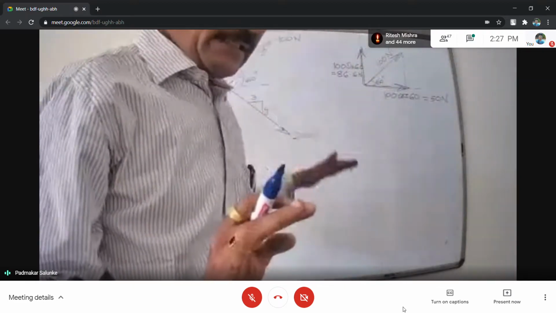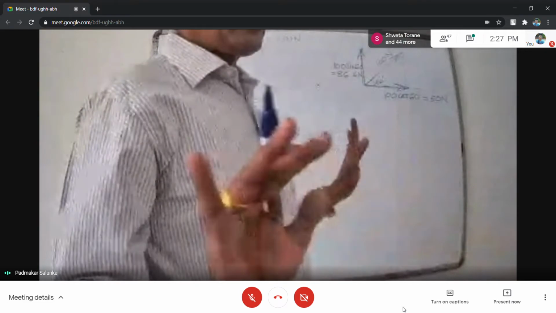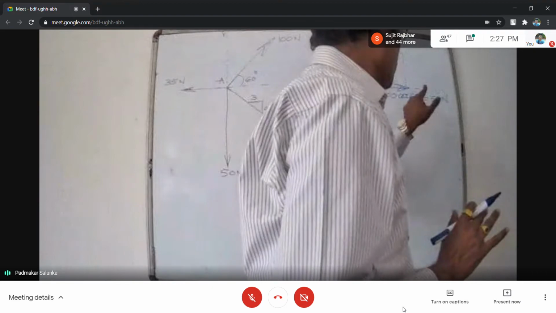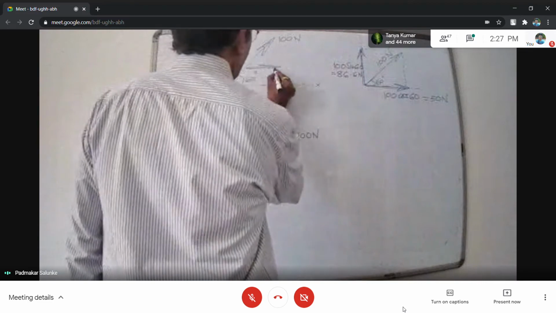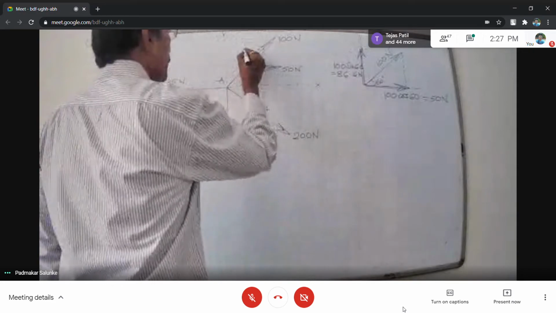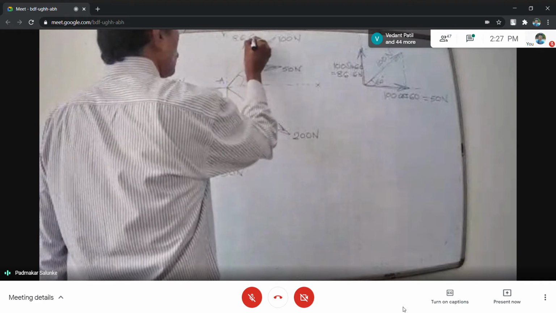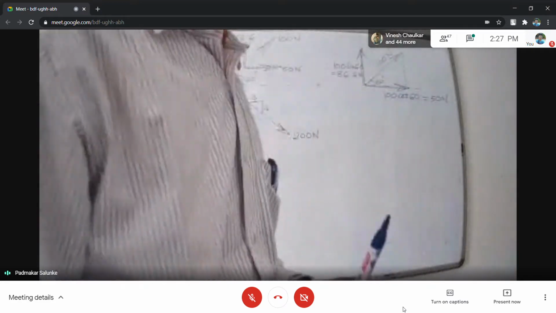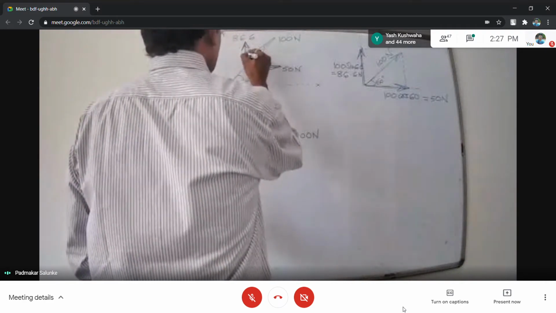Whenever you are marking these components in a sketch, you can mark them anywhere. It doesn't affect your calculations because our calculations are numerical. So 100 cos 60 equals 50 Newton, that I will mark here. This is 50 Newton, and along the y-axis this component is 86.6 Newton. So this 100 Newton force is resolved into two components, one is this component and the second one is this component.